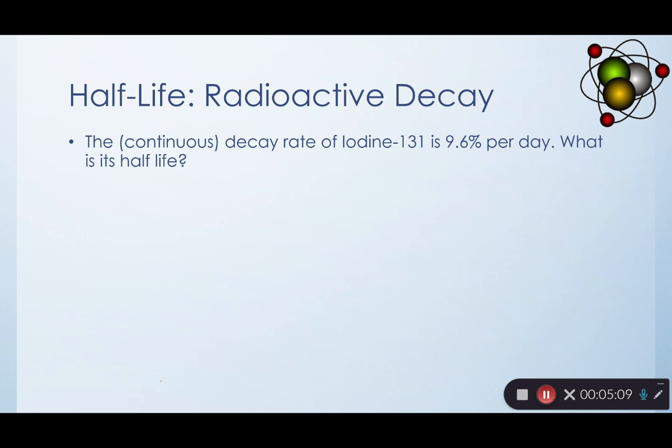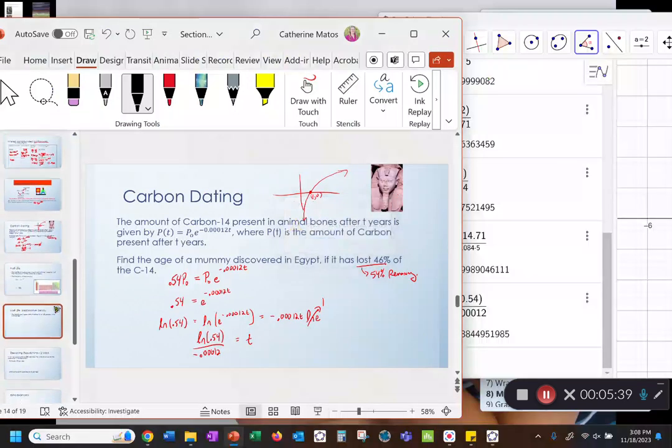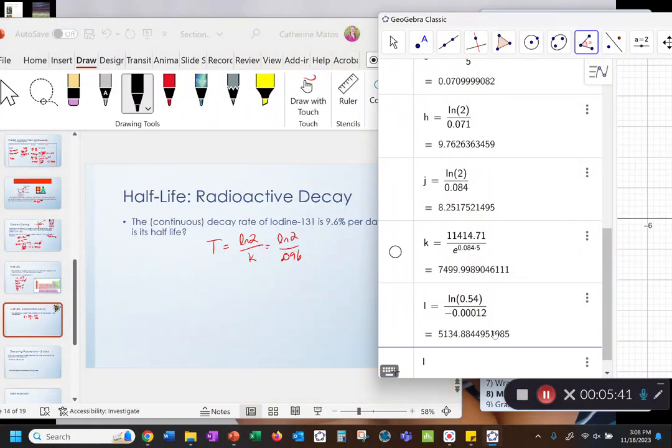So we can do this last one. We can do this one, and then there's a longer example that will be our last video officially on 6.7. So we're told the continuous decay rate of iodine 131 is 9.6% per day. What is its half-life? So we're going to say, okay, great, I remember that's ln2 over k. So ln2 over 0.096. We've just got to throw that into the calculator because I don't know what that is.